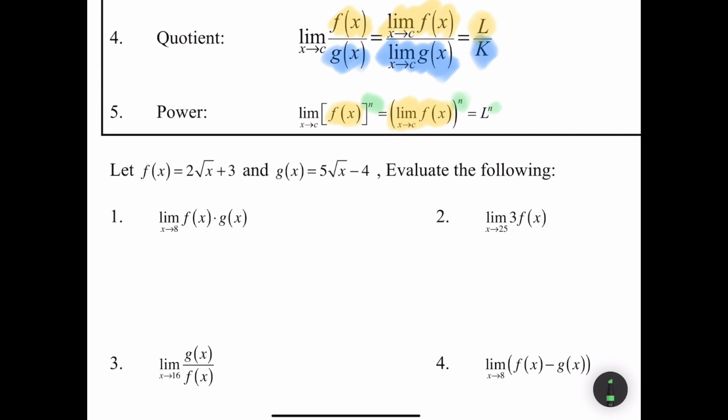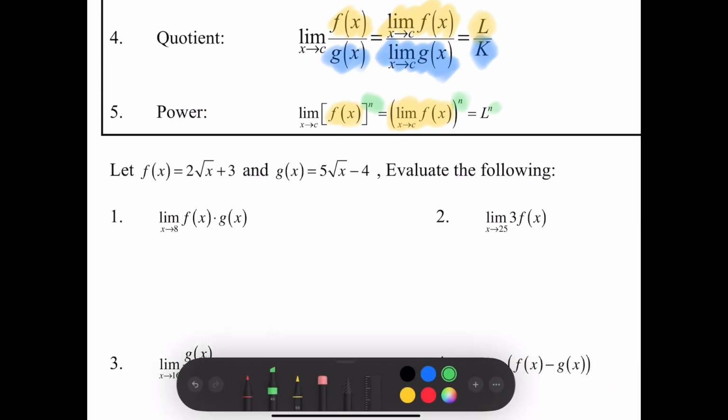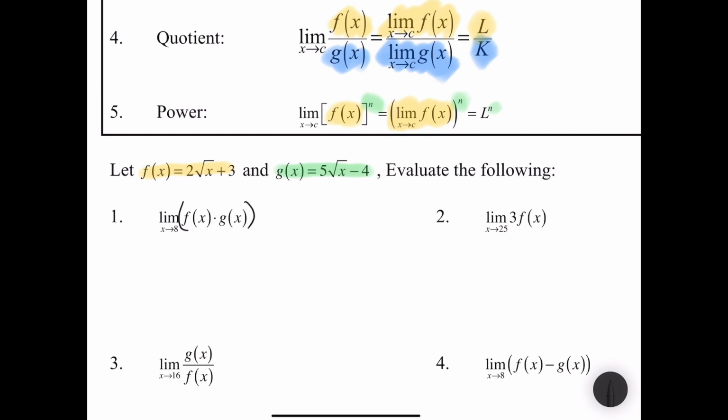So for numbers 1, 2, 3, and 4, they give me my functions. My function of f of x is 2 radical x plus 3. My function for g of x is 5 radical x minus 4. And I need to use these equations to evaluate the following. So for the very first example, I'm going to be using my product property that tells me that instead of taking the limit of f of x times g of x, I'm going to find the limit of f of x first and multiply it times the limit of g of x afterwards.